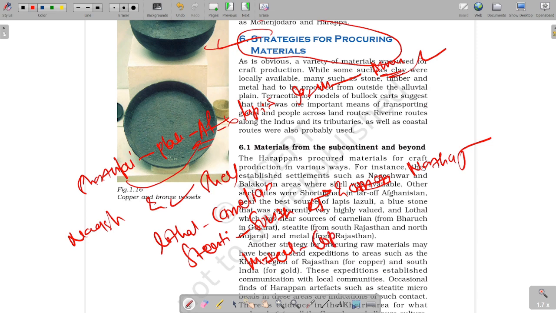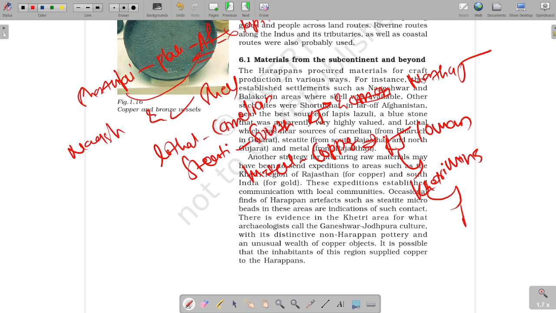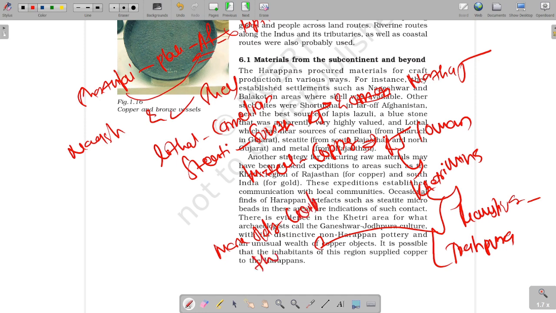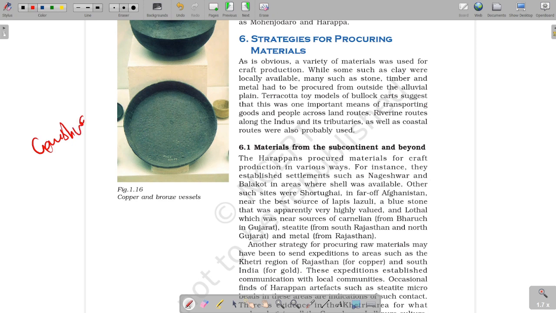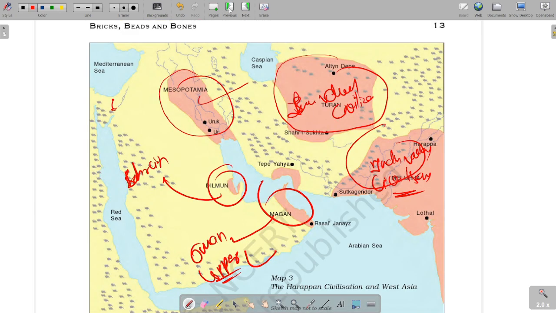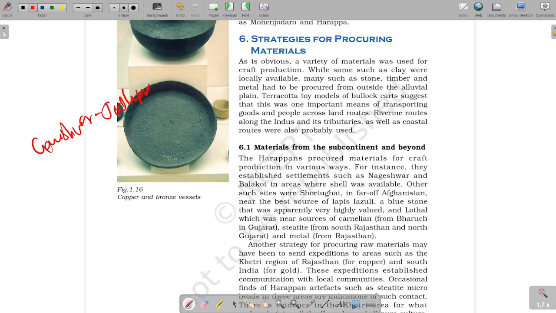Metal, which was basically copper, majority of them was copper. It was produced from Rajasthan and Oman. At Rajasthan, there was a place called Khetri Mines, which is the place of the Ganeshwar Jodhpura culture. Guys, this Ganeshwar Jodhpura culture was older than Harappa. Basically, it is a Chalcolithic age culture. It was earlier than Harappa was established, plus it was contemporary to the Indus Valley civilization. This place Ganeshwar Jodhpura was used to procure copper.